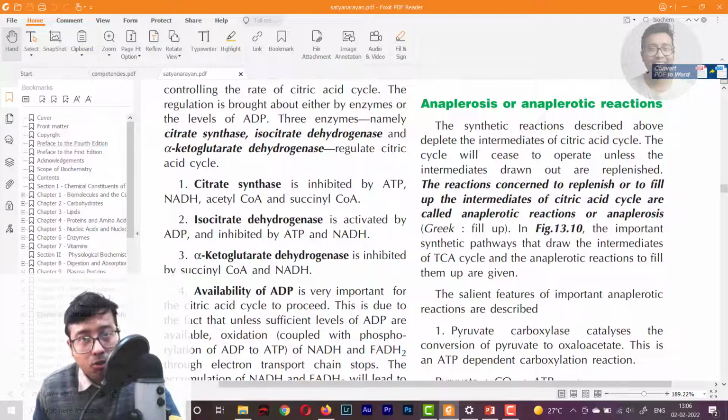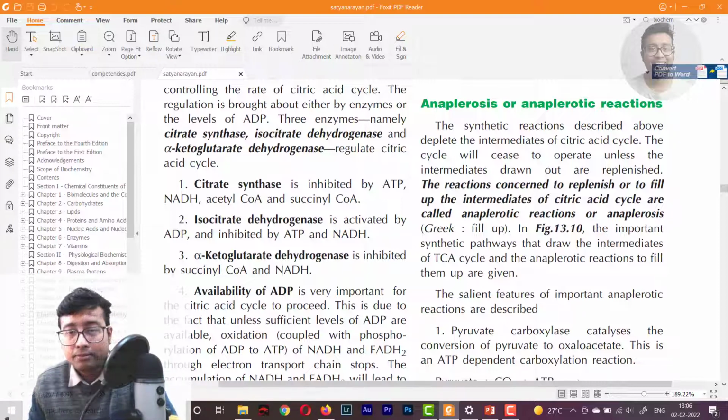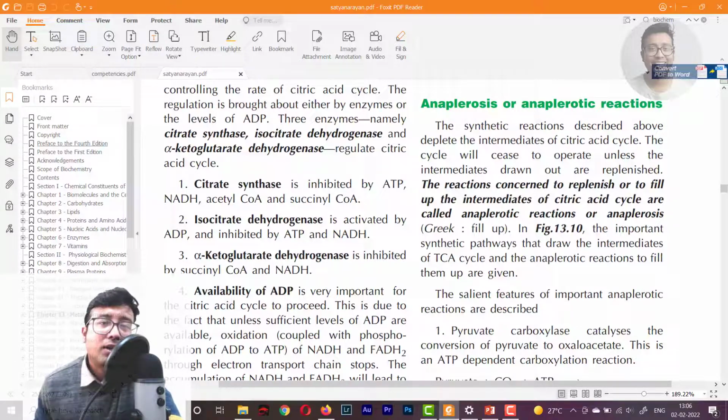Next, in oral, this question will come in oral or as a part of a short question, not a long question, but a short part of a long question, or as a short answer type question. That is, what are the anaplerotic reactions in TCA cycle?